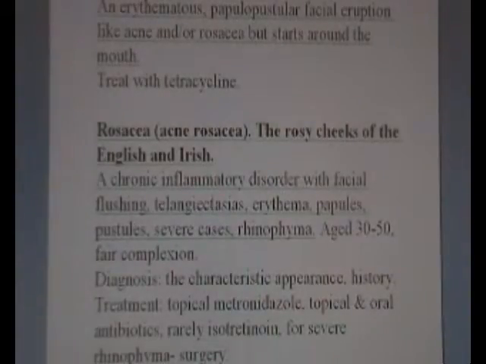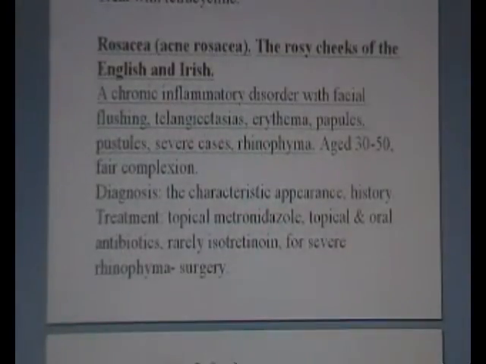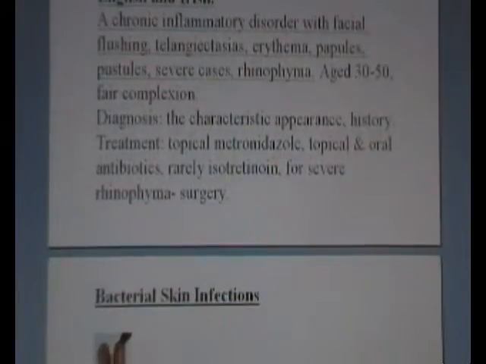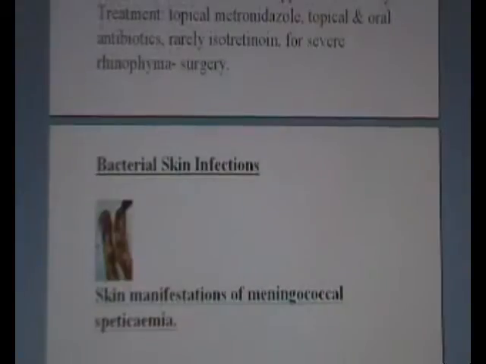Rosacea, acne rosacea, these are the rosy cheeks of the English and the Irish. It's actually a chronic inflammatory condition. Facial flushing, you can read through it here. Adults, it's obvious diagnosis and it will need treatment with some topical medications.